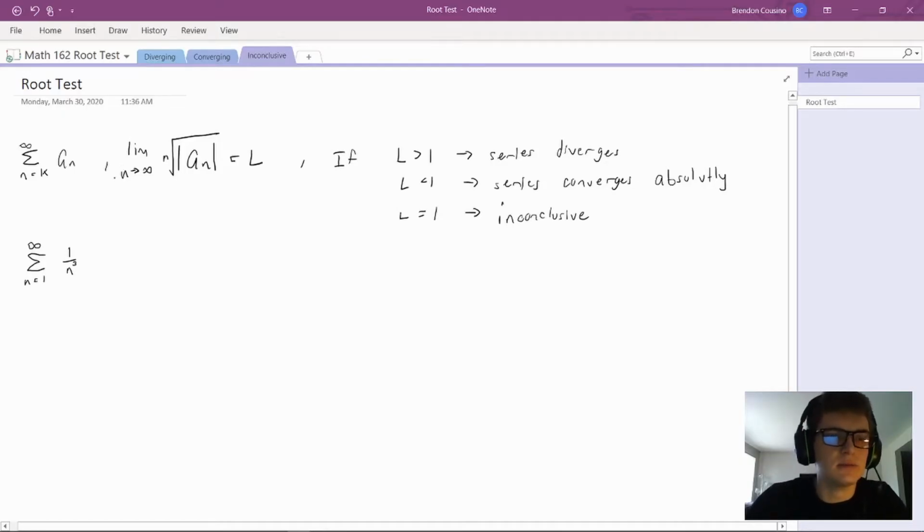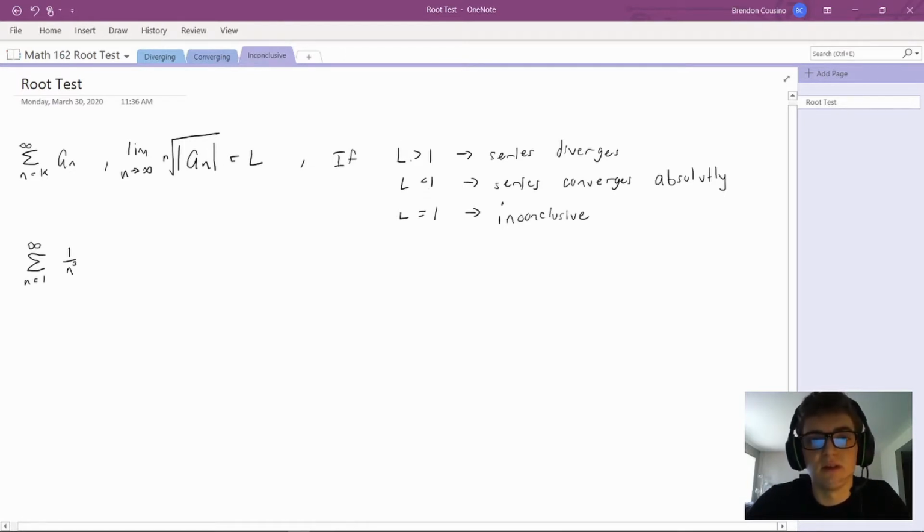Alright, so let's get into the root test part 3. Before we do this example, let's recap what the root test does. We start out with the series as n ranges from k to infinity of a of n, which is a function of n. For the root test, we take the limit as n approaches infinity of the nth root of the absolute value of a of n. And if we can get that to equal some value L, we can use these three criteria to tell us whether the series converges, diverges, or if the root test is inconclusive.